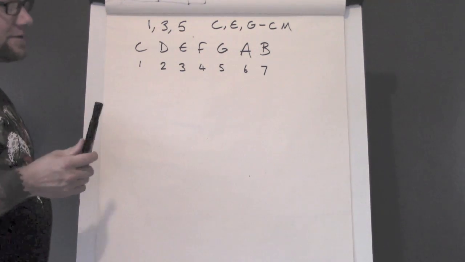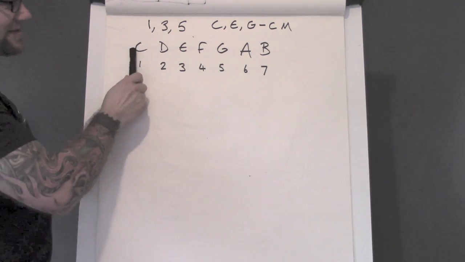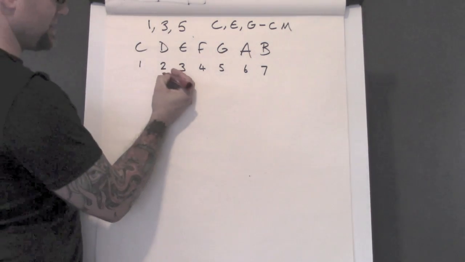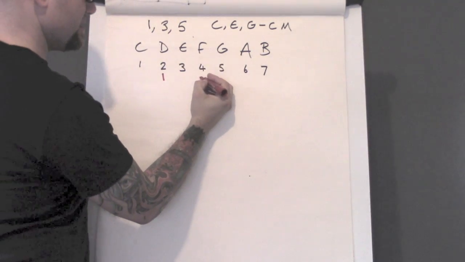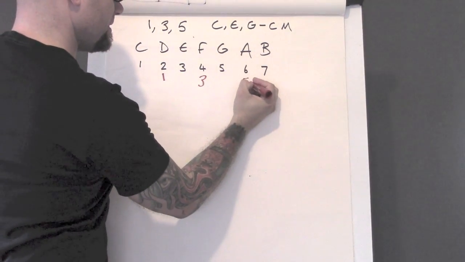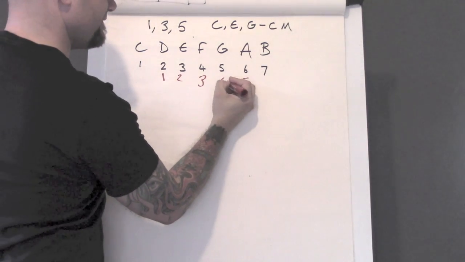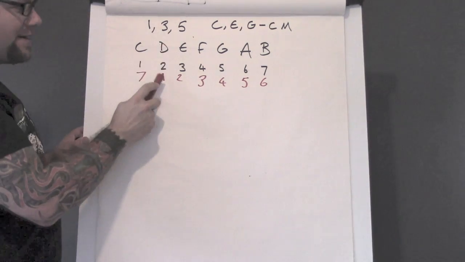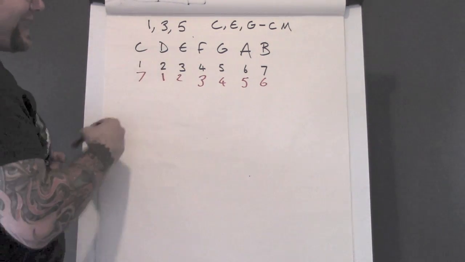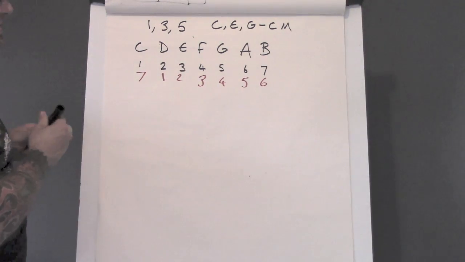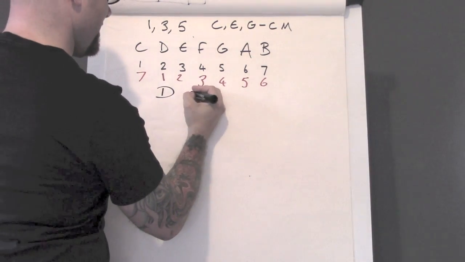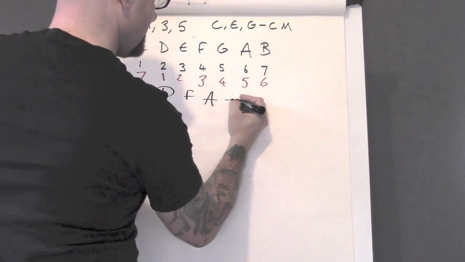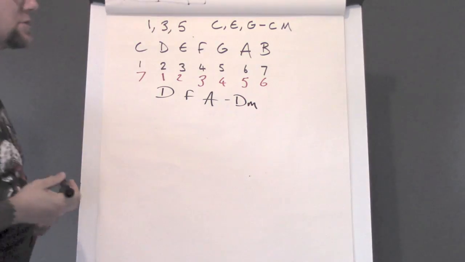So if you want to find another chord in that key, let's say we want to find a D, so D now becomes number 1. Okay, so 1, 3 and 5, because we're going to go 1, 2, 3, 4, 5, 6. Okay, so the root note always becomes the 1. Okay, so we're going to have in there a D, an F and an A. Now that is going to be a D minor chord.